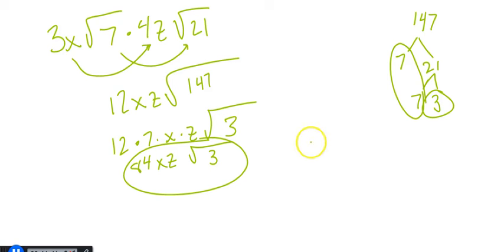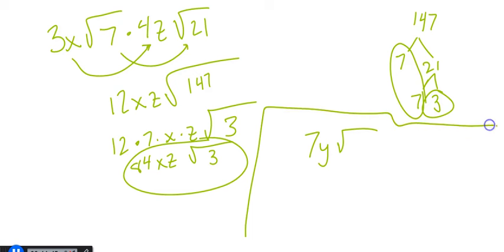Okay? Now, let's say I have this problem. 7y square root of 35x to the 5th. And this is all going to be divided by square root of 5x. Okay? This looks complicated. I could take some of the x's out, but what I'm going to do is I'm going to combine first, simplify, and then I'm going to simplify the radical.